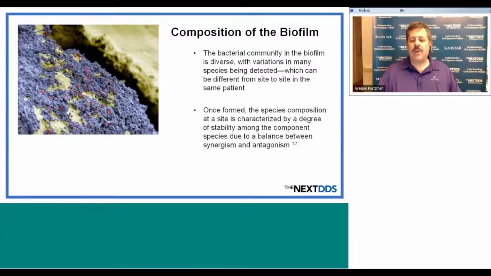So if we look at the composition of the biofilm, the bacterial community in the biofilm is diverse, with variations in many species being detected, which can be different from site to site in the same patient. And I realize that we're repeating this stuff over, but it really needs to be repeated in order to understand it, because once formed, the species composition at a site is characterized by a degree of stability among the component species due to a balance between synergism and antagonism.